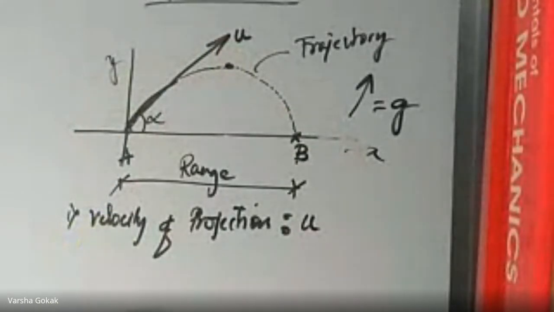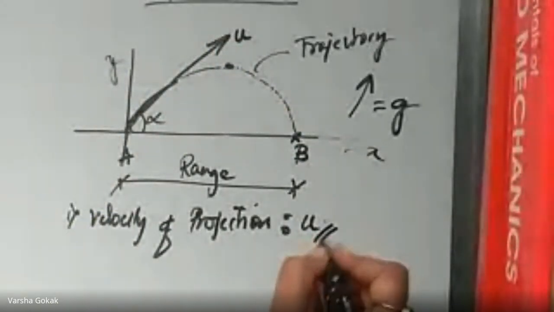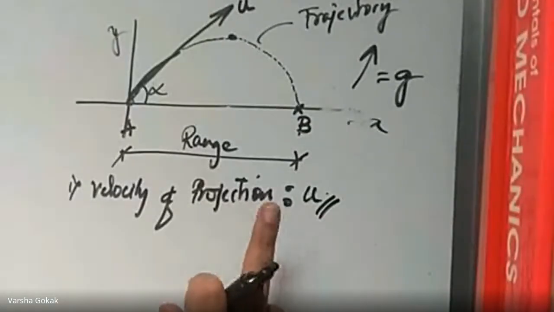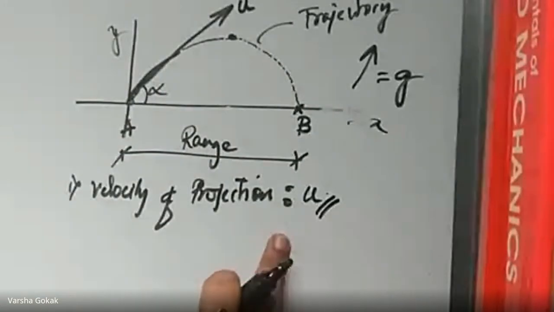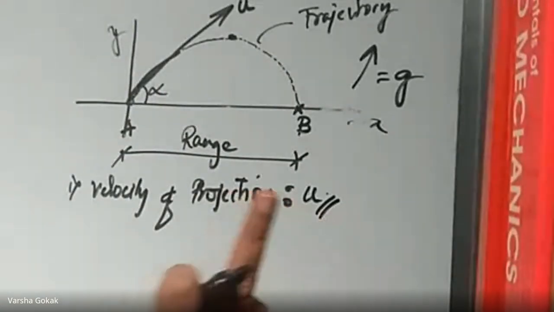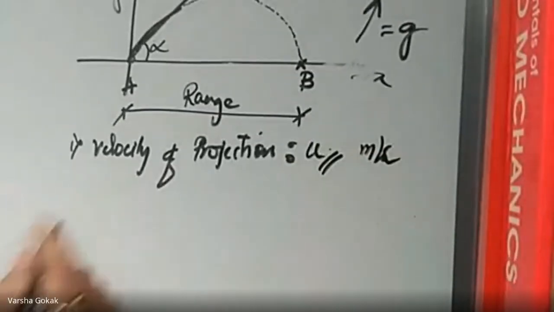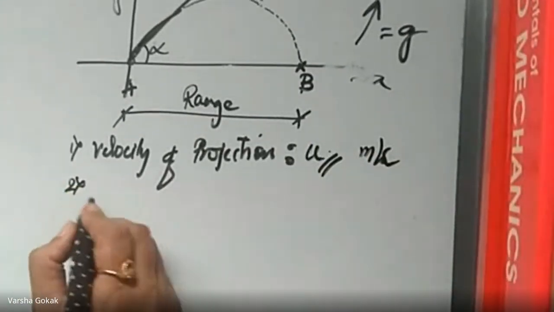Simple. It is denoted by u, and I will not write the definition here, I'll give you the notes. The velocity with which the particle is projected is called the velocity of projection. It is u meters per second. Correct? Next. Second, angle of projection.